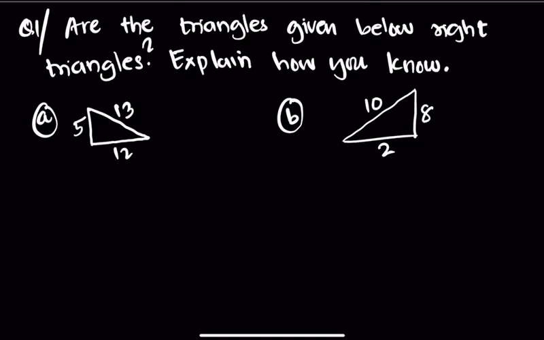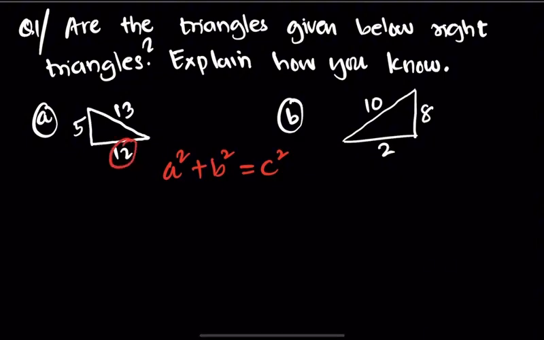Hello everyone, in this lesson, let's see how to solve problems associated with the Pythagorean theorem. Let's look at this problem. Are the triangles given below right triangles? Explain how you know. So how do you know that these two triangles are right triangles? To verify this, we need to use the Pythagorean theorem, which says that a squared plus b squared should give us c squared. So now let's check it out for the first triangle.